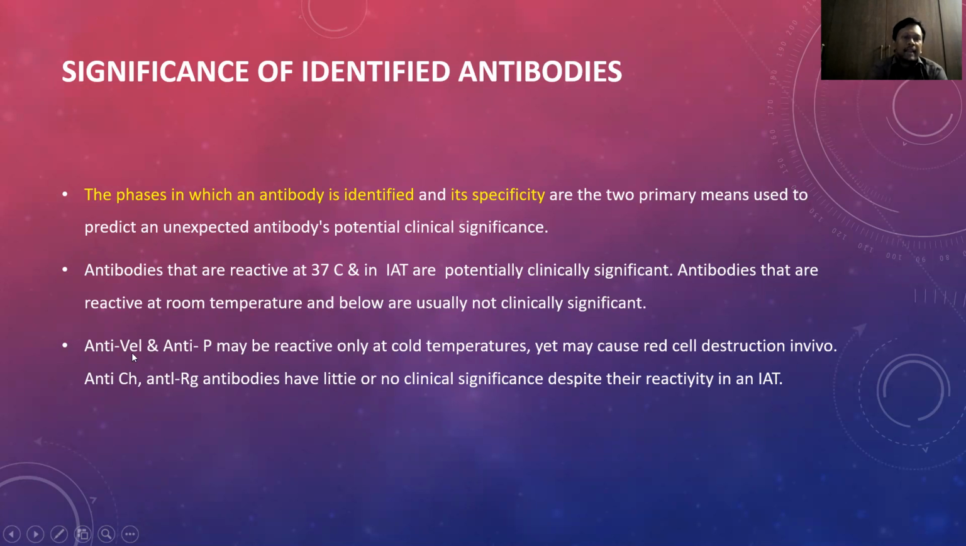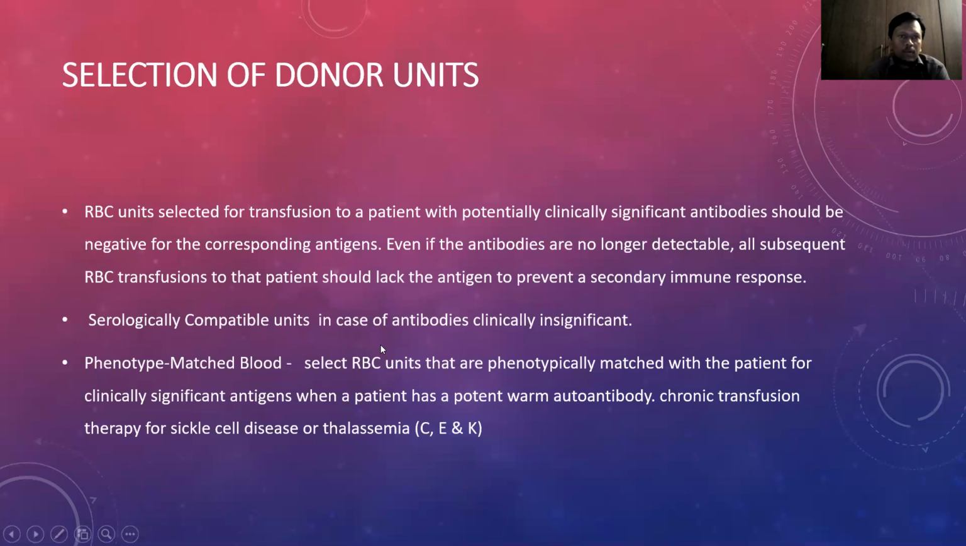But very rarely you see anti-Wr and anti-P1. These antibodies can react at cold temperature, but they may also cause red cell destruction in vivo. Similarly, Chido-Rodgers antibodies have little or no clinical significance despite their reactivity in IAT. So all these issues have to be taken into account.